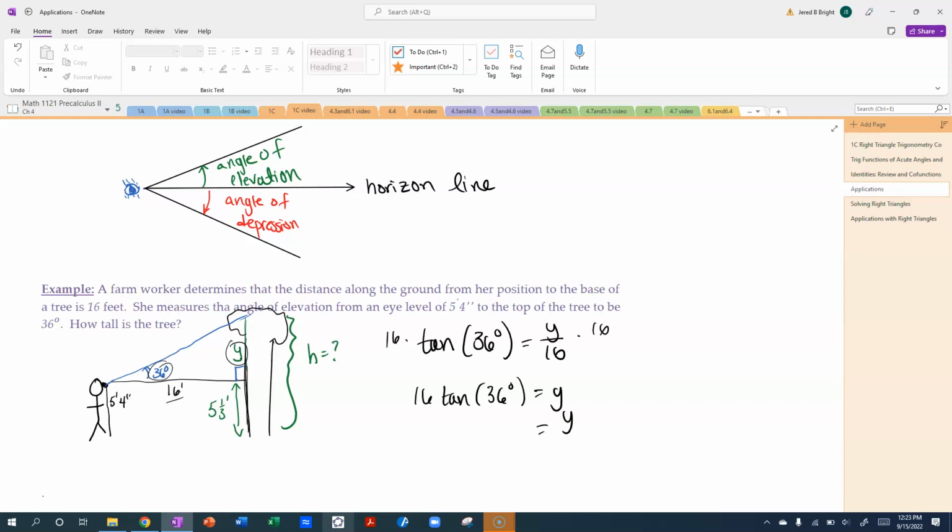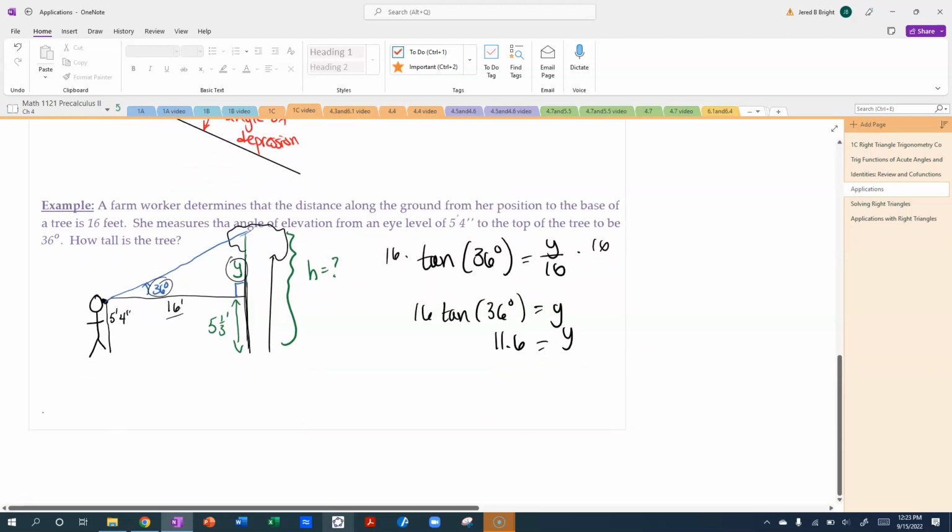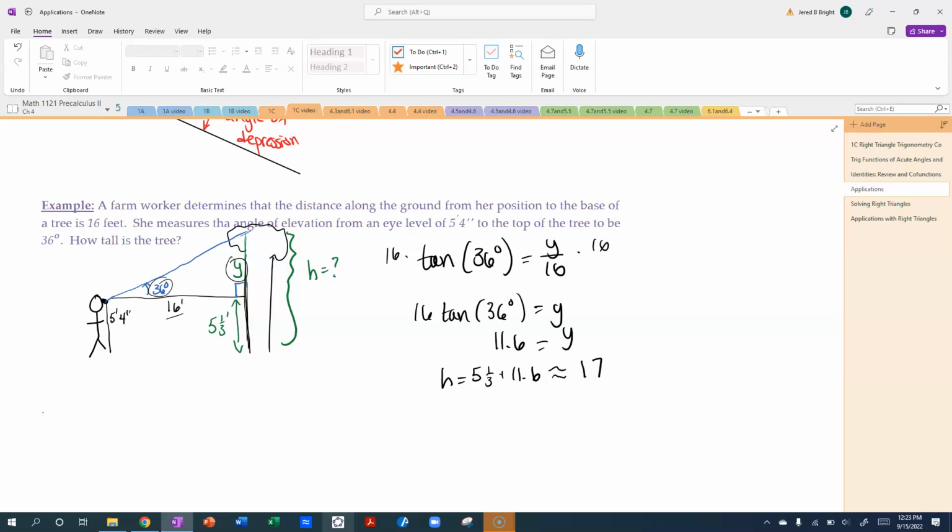Putting this in a calculator yields 11.6 or so. It doesn't say exactly how to round, so we're going to assume it's 1 decimal place like the previous one. Then h, the total height of the tree, would be 5 1/3 plus 11.6, which again, I'm rounding here, I'm being generous, but it's about 17 feet tall. So I'm just going to say the tree is 17 feet tall.